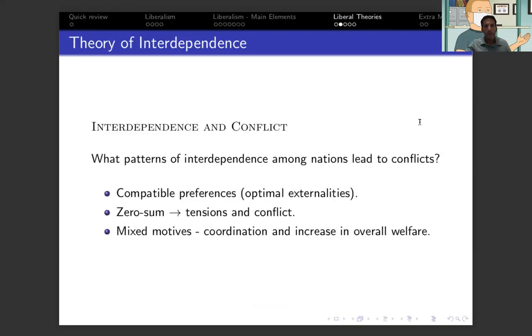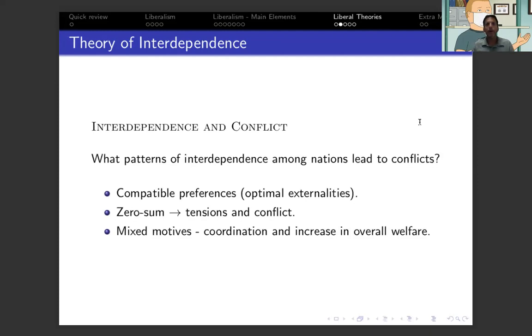When the preferences of states are compatible, that's what's called optimal externalities, then coordination between states in the context of their behavior is much easier, and the likelihood of conflict is very, very low.